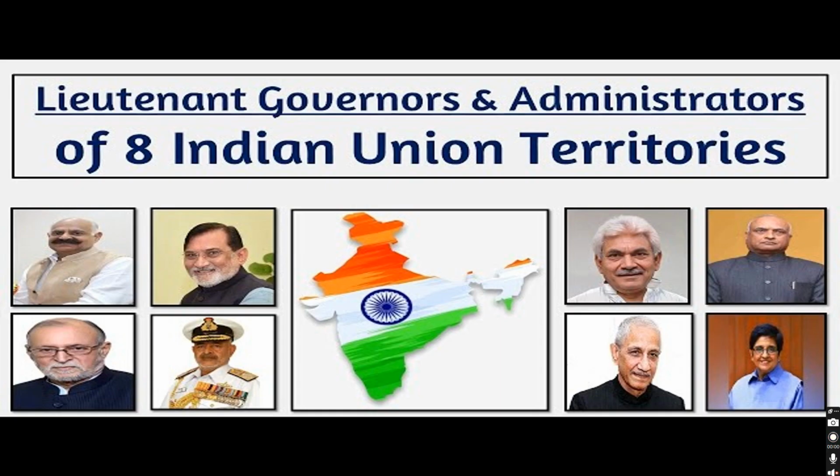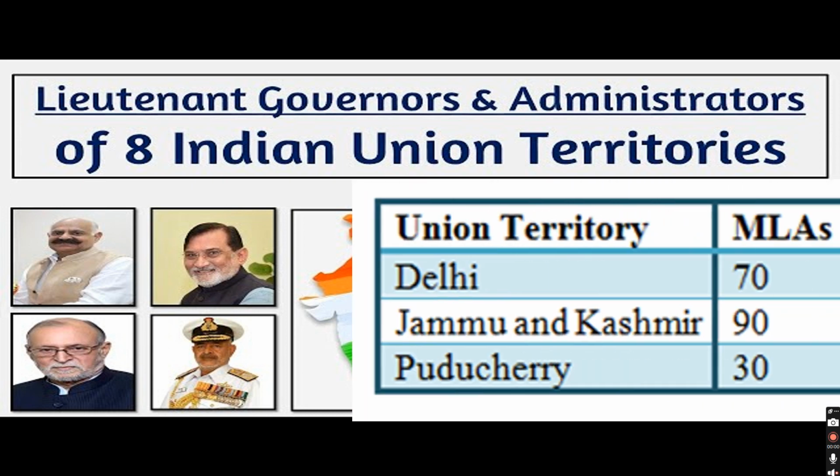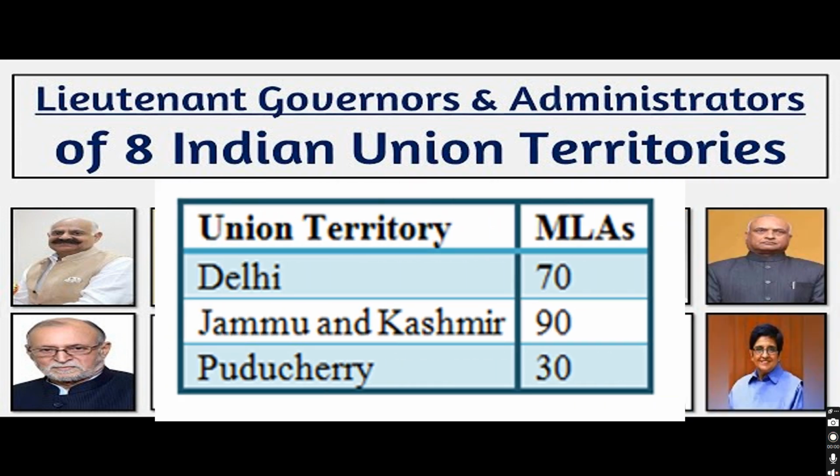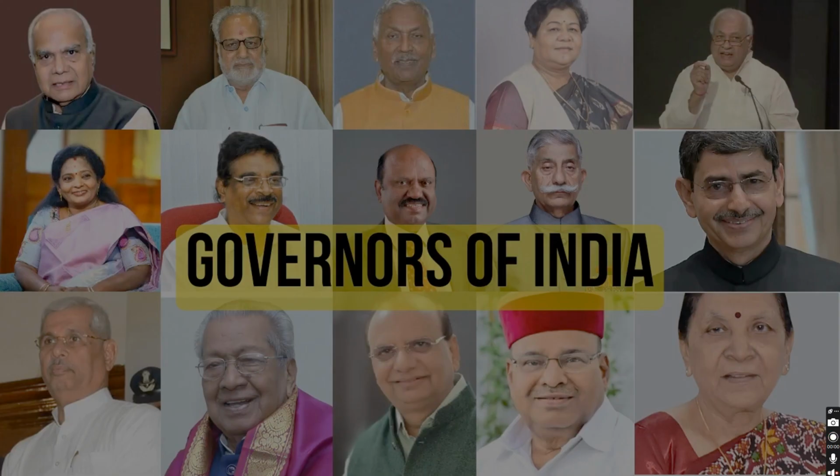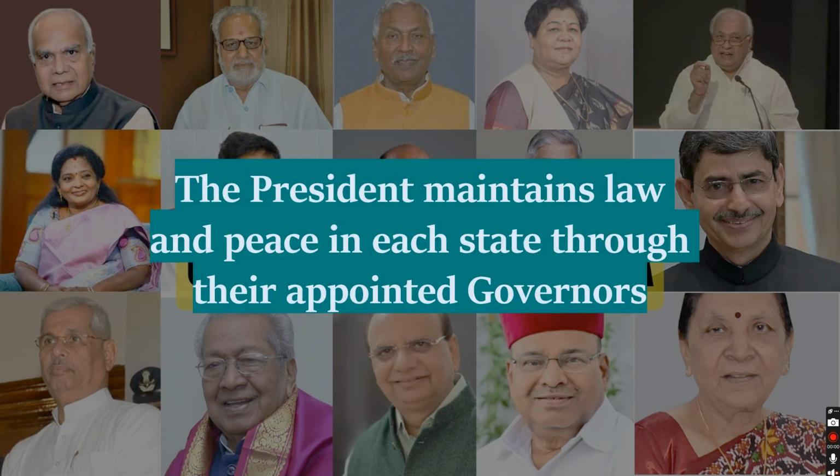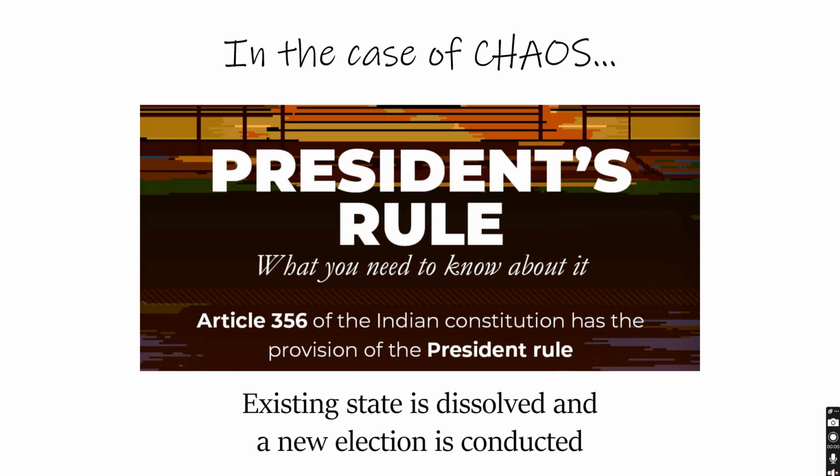So union territories are governed by a person appointed by the president, although some union territories also elect an assembly. You can see on the screen the names of those union territories: Delhi, Jammu and Kashmir, Puducherry. All these have assemblies also, and also the governors. Well, the president maintains rule of law and peace in each state through their appointed governors. Okay, but in the case of chaos, the president dissolves the existing state if necessary, and a new election is conducted.